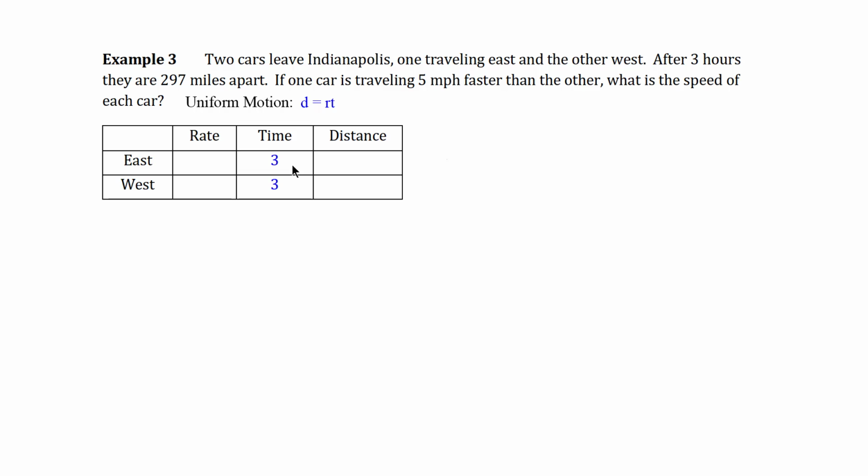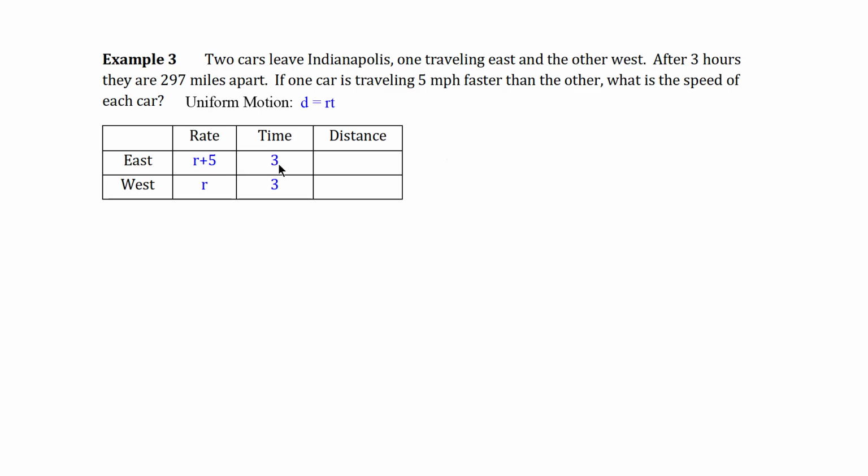Next, let's fill in the rate. We know that one car is traveling 5 miles per hour faster than the other, and we don't have any other information. So let's just say that the car going west is traveling at a rate r. That means the car going east will be 5 miles per hour faster than the rate of the car going west. We could just write r + 5.